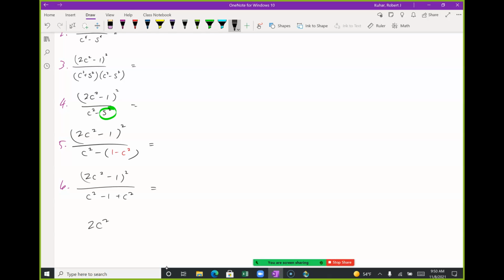So downstairs simplifies now. I get 2c squared minus 1 quantity squared over 2c squared minus 1. Oh, what do you know? So right, remember I said I could FOIL upstairs, but it looks a lot better.